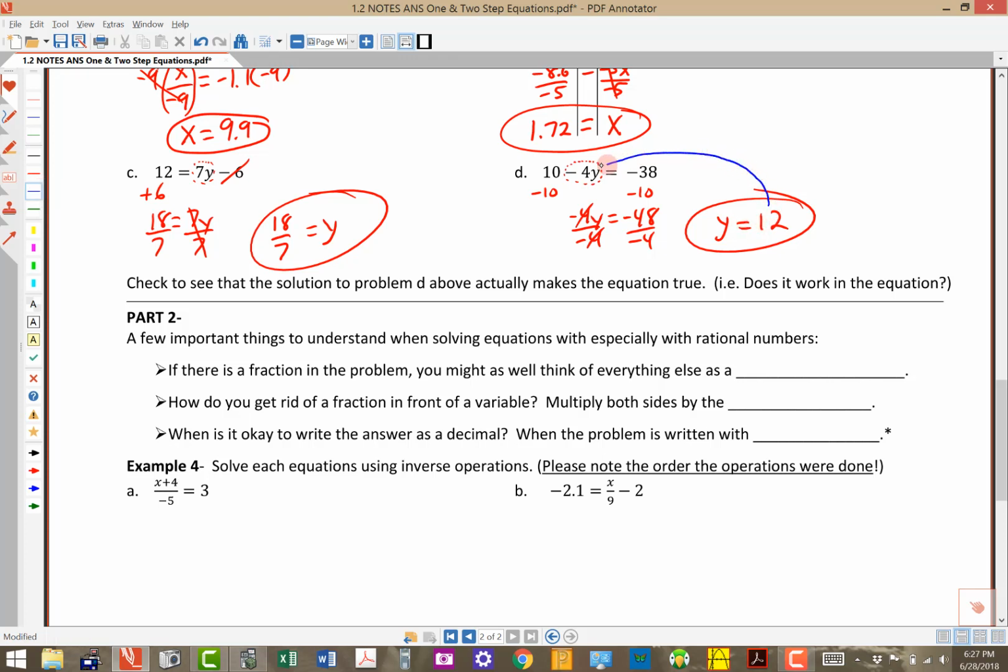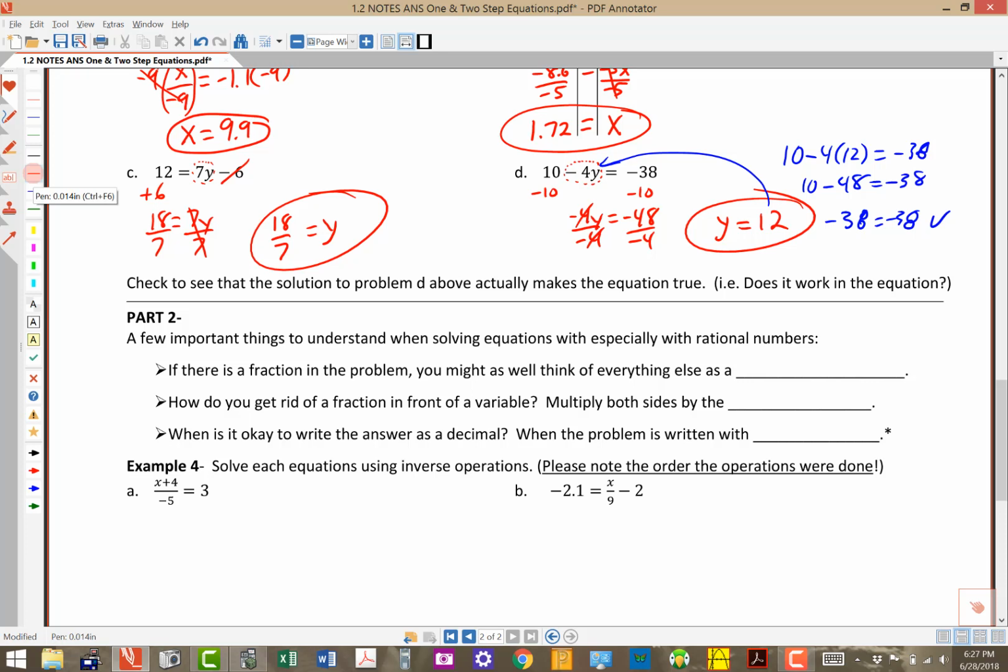So I'm going to plug that in right there and watch what happens. We have 10 minus 4 times this would be 12, and then that should equal negative 38. So we have 10, and then this is going to be negative 48. We're hoping that equals negative 38. Again, these are different signs. We find the difference. The difference is 38. The bigger one is negative. So this is negative 38 equals negative 38. So it's definitely true. It checks out. That's the right solution.